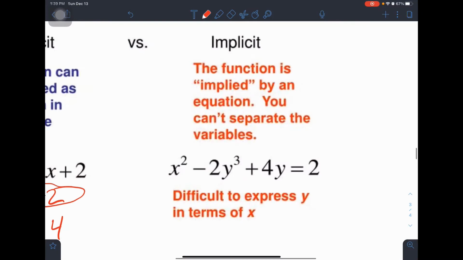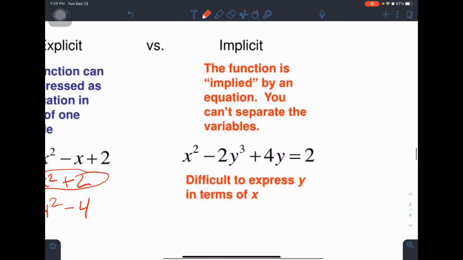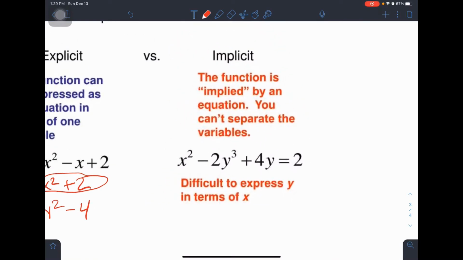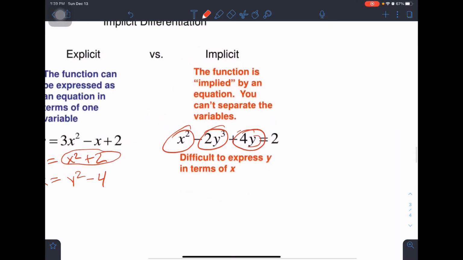An implicit function, the function is implied by an equation. You can't separate the variables. So it's difficult to express y in terms of x. In this case, you'll see a bunch of variables on the same side of the equation, not separated. That's what we call implicit differentiation, and we're going to talk about the rules for what happens when you're trying to find the derivative of a function like this.